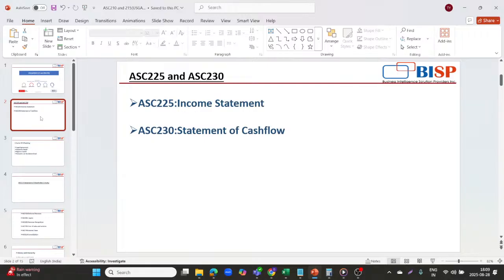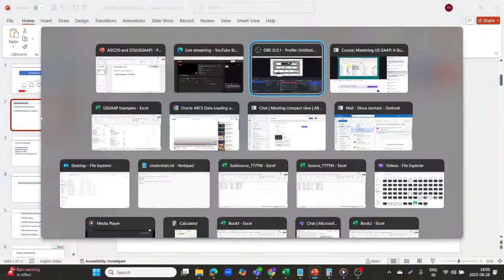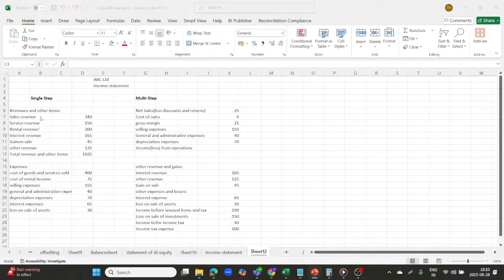If we talk about presentation, the income statement has two formats. First is a single-step approach, second is a multi-step approach. Now which format is to be followed we will see. And third is also the comprehensive income statement. We will see all these topics in detail.